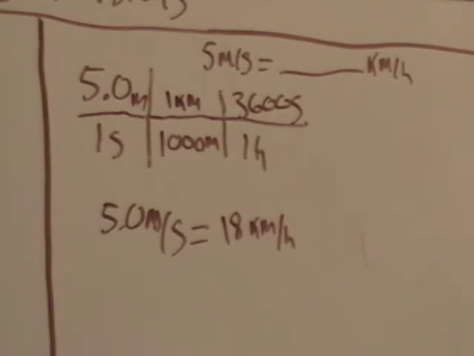Again, in conclusion, we write down what we know right here, draw a horizontal line and a vertical line, write down our conversion rate with the biggest value on top, and then we take care of as many conversion rates as we need. We multiply by everything on top and divide that number by everything on bottom.